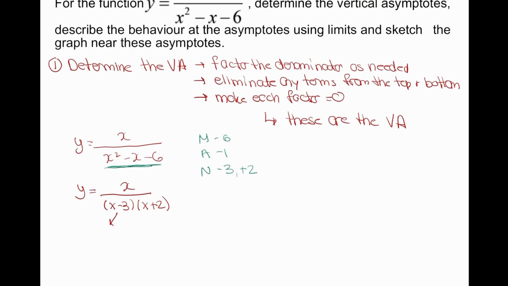So now I'm going to set each one of those equal to 0. So x minus 3 equals 0, so x equals positive 3, and x plus 2 equals 0, so x equals negative 2. These are going to be the locations of my vertical asymptotes. We're going to use these limits to determine what's happening to the function as x approaches each vertical asymptote, and we're going to use the left-hand side, right-hand side test.